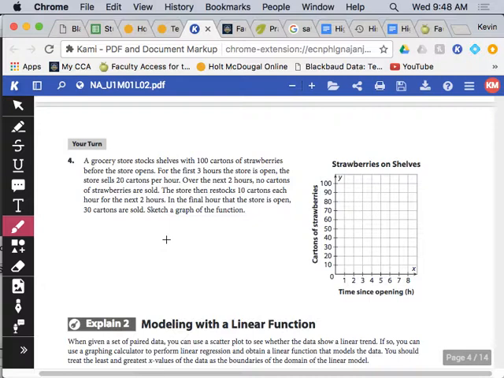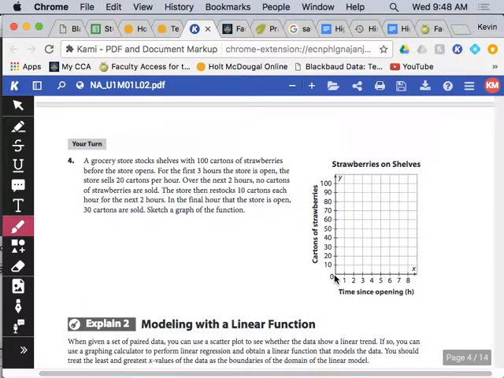All right, the graph is showing strawberries on the shelves. Not the strawberries being sold, the strawberries on the shelves. Okay, time since opening in hours. At time t equals 0, what does that mean in real life? T equals 0. In this situation, what does that mean?